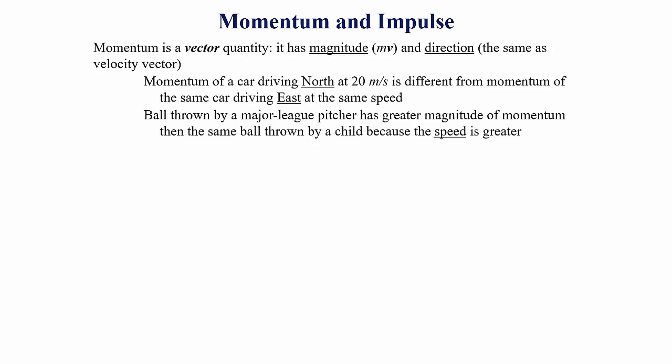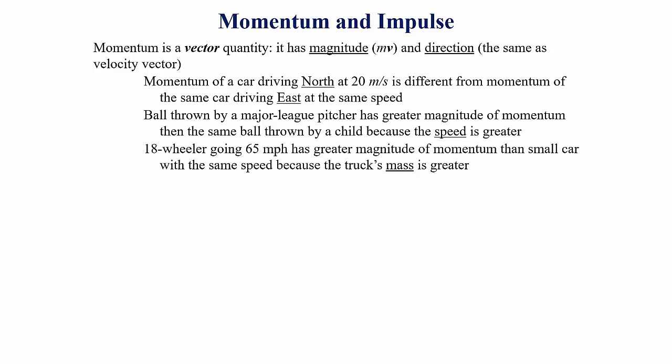A ball thrown by a major league pitcher will have a greater momentum than the same ball thrown by a child because the speed is greater. Momentum has to do with the mass and with the velocity of the object. The greater the velocity, the greater the momentum. A large truck, an 18-wheeler going at 65 miles per hour, will have a greater momentum than a smaller car moving at the same speed because the mass of the truck is greater. So momentum depends on mass, and it depends on how fast something's going.